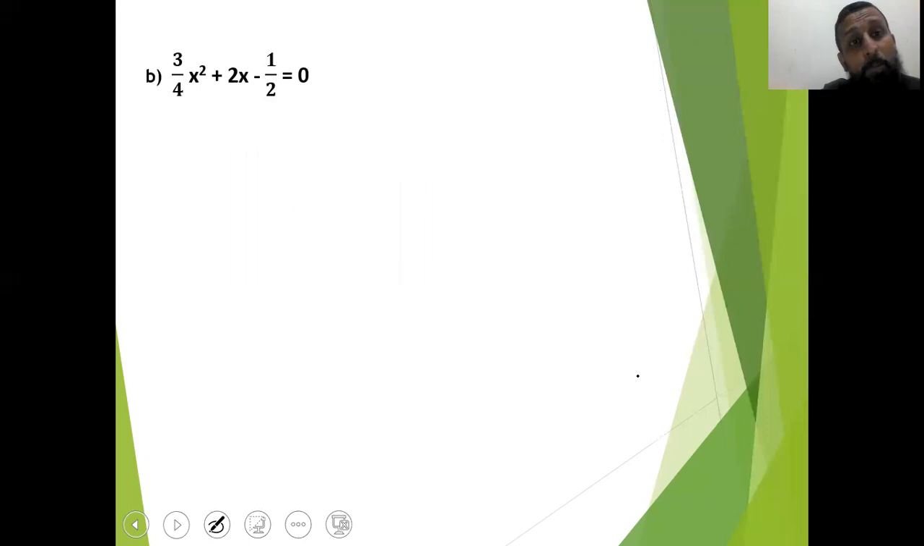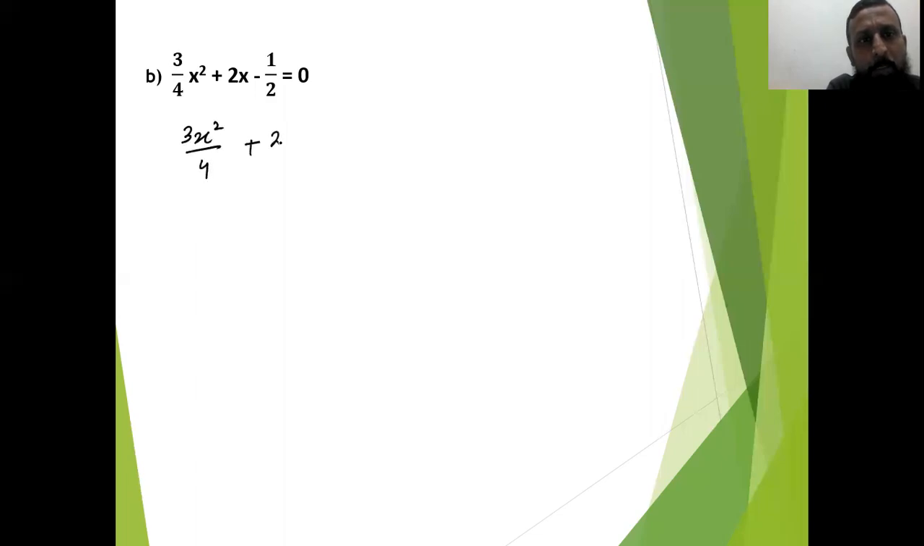This is part B: 3 upon 4 x square plus 2x minus half equals 0. Now what we need to do in this is get rid of these fractions, like 3 upon 4 and 1 upon 2. What can we do to simplify these? You can find the LCM, or we can multiply by 4. We can multiply all the terms. The best thing is that we simplify this as 3x square upon 4 plus 2x upon 1 minus 1 upon 2 equals 0.